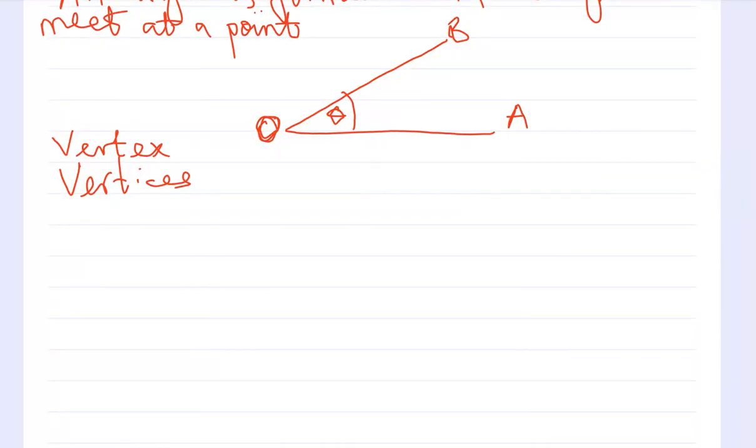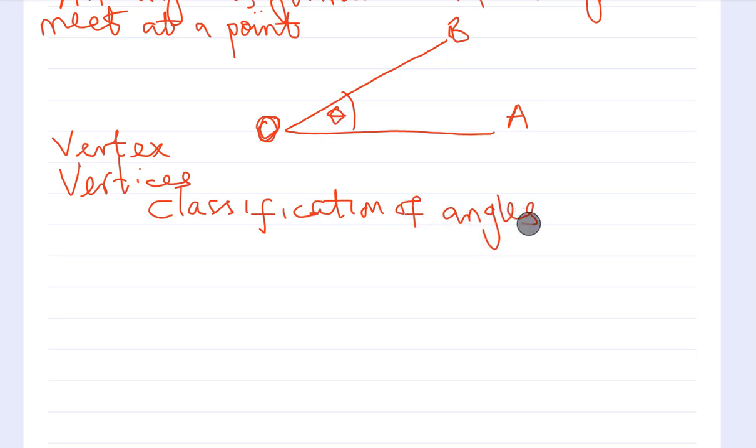So now let's talk about classification of angles. Now when we talk about the classification of angles, what do we mean? The first one, we are talking about how angles are being classified. Are you seeing that now?